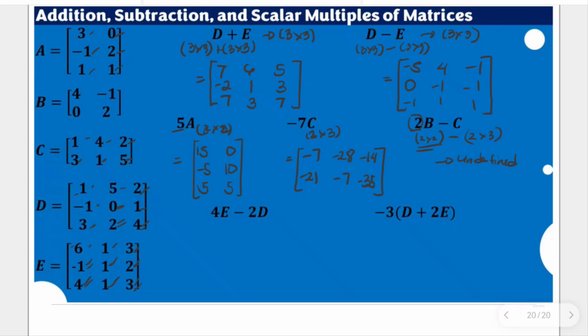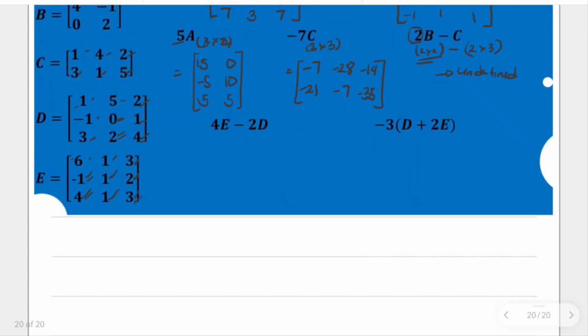Next, you have 4E minus 2D. So let us use the rest of the space here if we need to. First, of course, E is a 3 by 3 matrix, and D is also a 3 by 3 matrix. So the subtraction is defined, so we can proceed, because if it were undefined in the first place, there's no need to stress so much with the scalar multiples 4 for E and 2 for D. So let's have 4E.